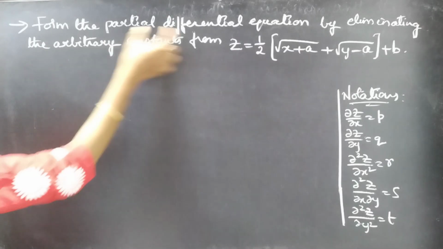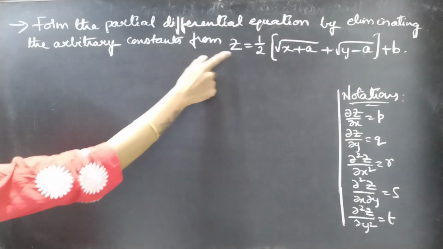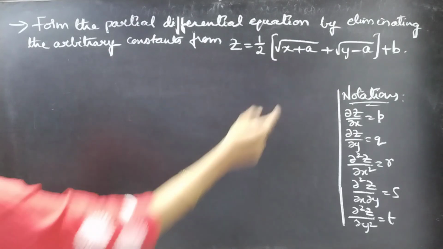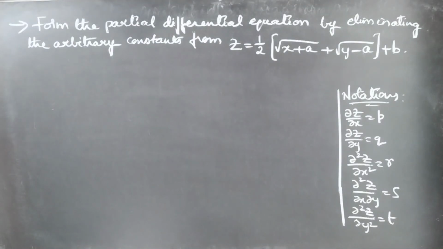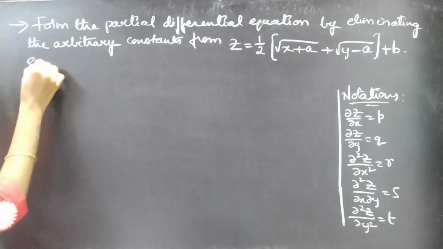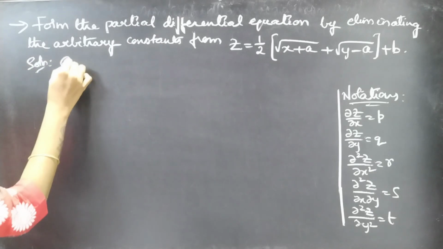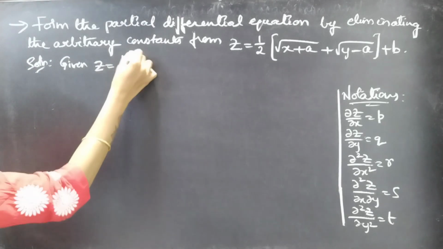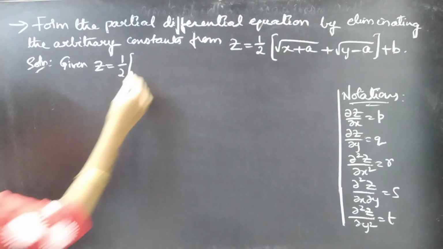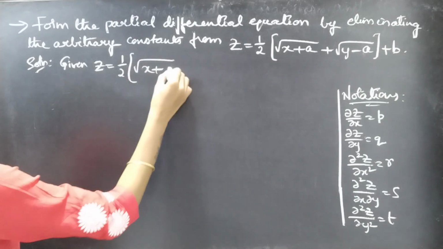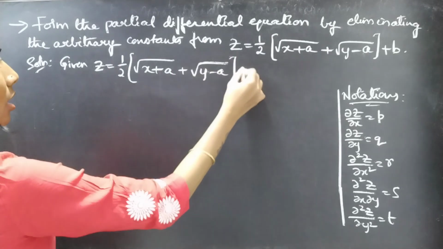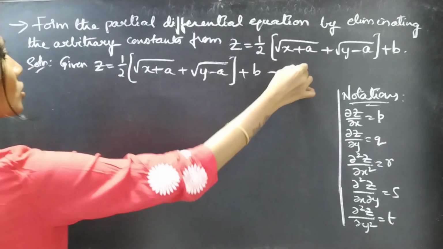Form the partial differential equation by eliminating the arbitrary constants from z equal to 1 by 2 times square root of x plus a plus square root of y minus a plus b. We are given an equation or a relation z equal to 1 by 2 into square root of x plus a plus square root of y minus a plus b. Consider as equation number 1.